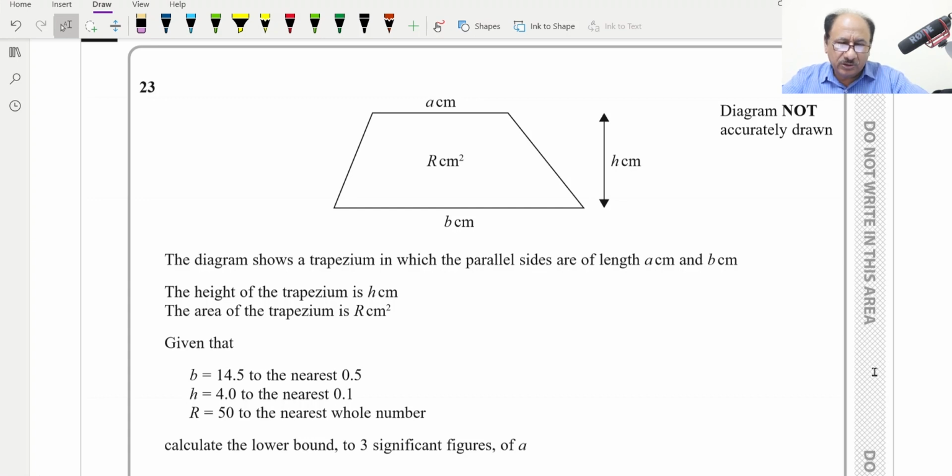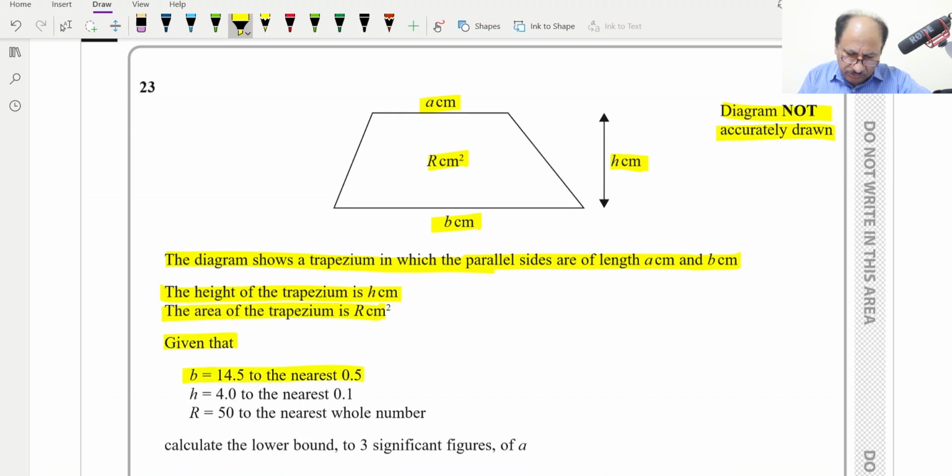Now, question number 23, again the diagram is not accurately drawn. The diagram shows a trapezium in which the parallel sides are of length A and B. The height of the trapezium is h, this is h, this is A, this is B, and the area of the trapezium is R. Given that B is equal to this one, and they are rounded values, it's a lower bound, upper bound question basically. Calculate the lower bound to three significant figures of A. So the lower bound of A is required.